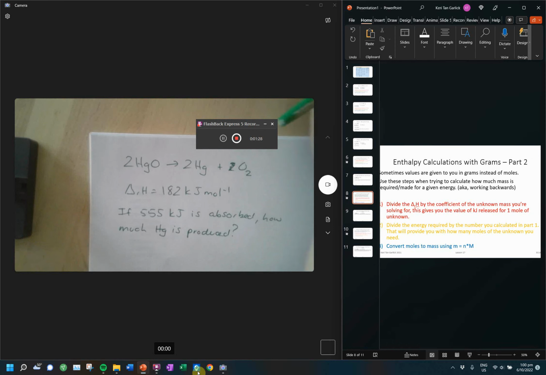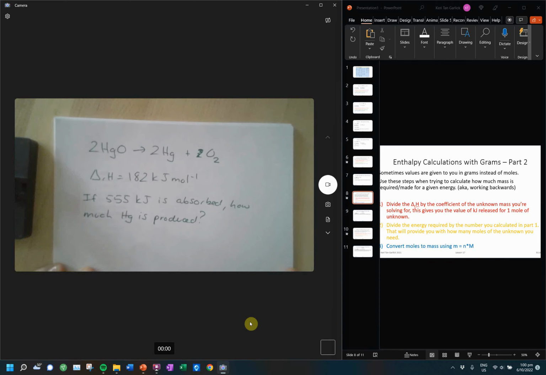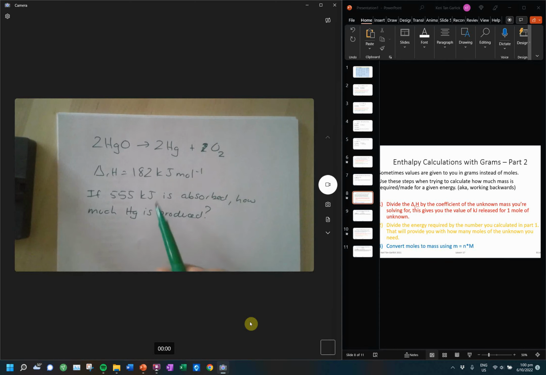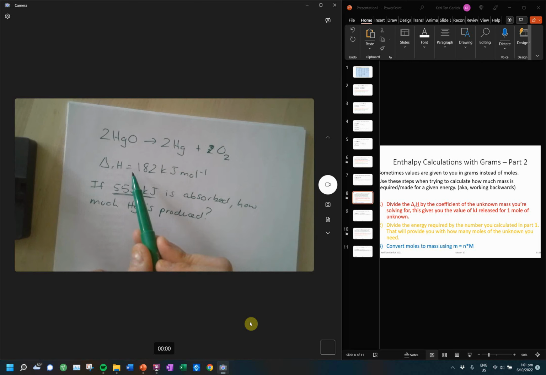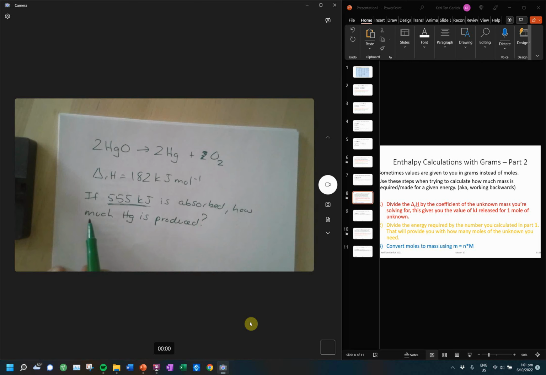There's fewer steps for this one. All right. So in this question here, they have given me the amount of energy. In this case, they're saying this energy is absorbed because I can tell that's an endothermic reaction. And now they're asking how much mercury is being produced. So when we see a question like that, they're asking about grams. So that's why I like to say that this one is an example of going from energy to grams, because we have the energy as our first bit and we're working our way to grams.